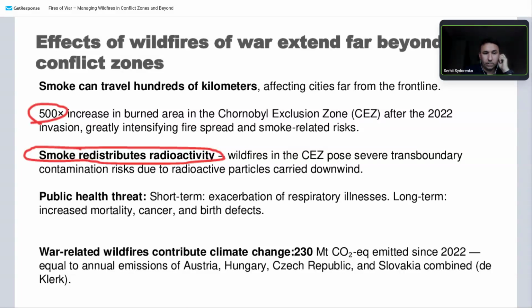And I don't even start to talk about the health impact of smoke. You probably all know about it. Of course it increases mortality, it provokes cancer and birth defects, and if you have a respiratory illness, it will exacerbate it a lot.